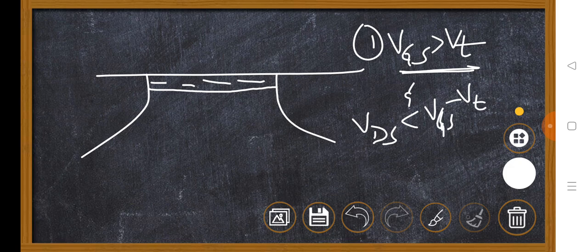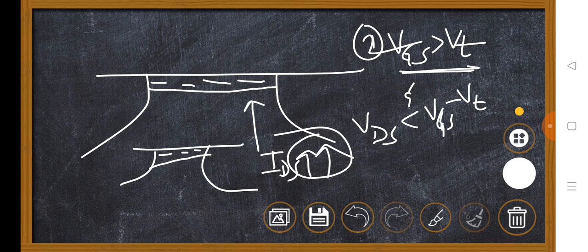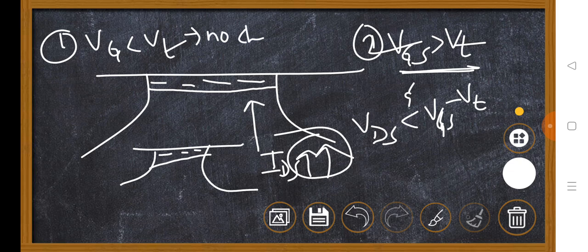Because of the reverse bias here, what will happen to the channel? See here, the channel will slightly bend like this. But there is a full path, therefore the current ID will start to increase. Is it understood? This is this condition. The second condition actually. The first condition is what? VGS is less than VT, no channel, therefore no current, therefore you can call it cutoff.